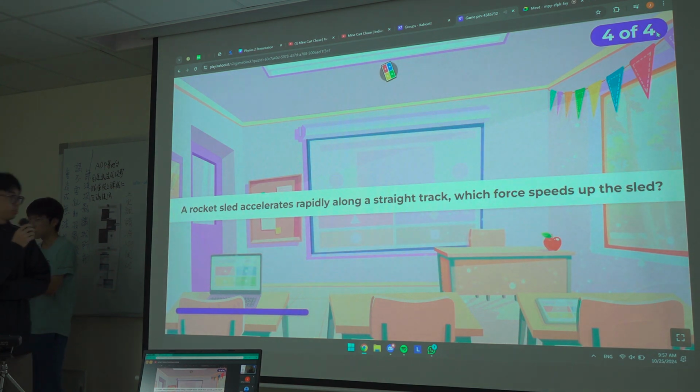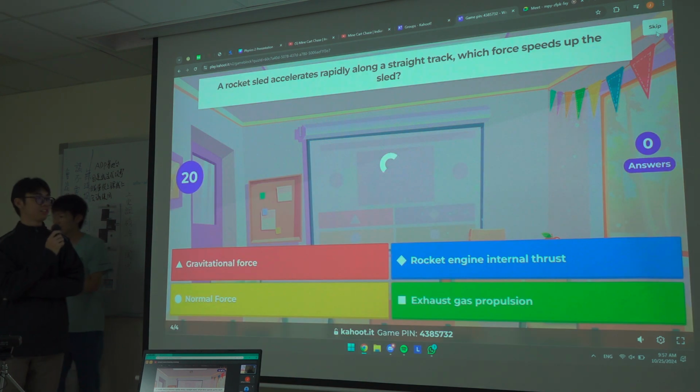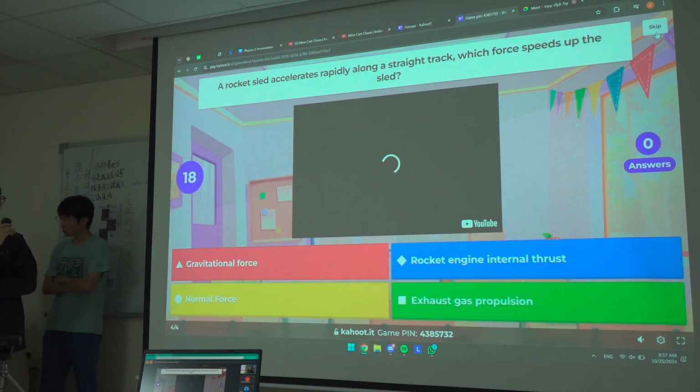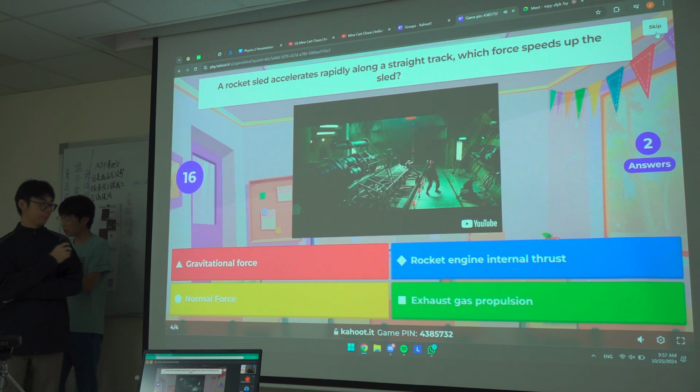So these are the last questions. A rocket sled accelerates rapidly along a straight line. Which forces are acting in the scene?